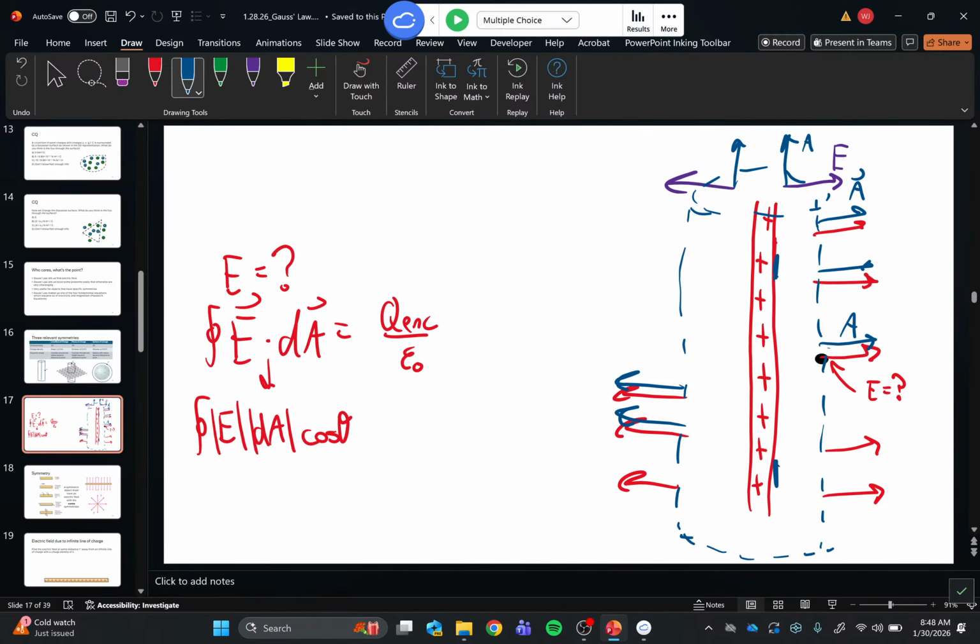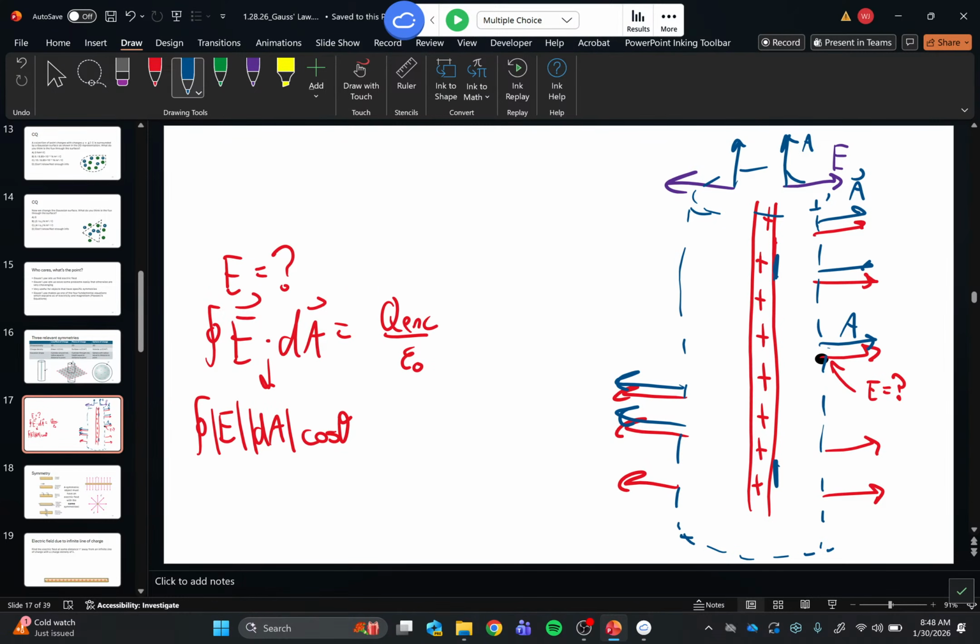Up. Why is that good for us? What's the angle between the area vector and the electric field on the top? What's cosine of 90? So my integral turns to 0. So this is the magic here. The tops and the bottoms we don't care about. They're 0. We only care about the sides.